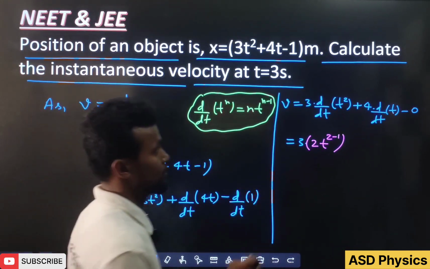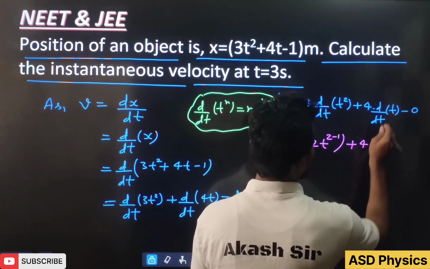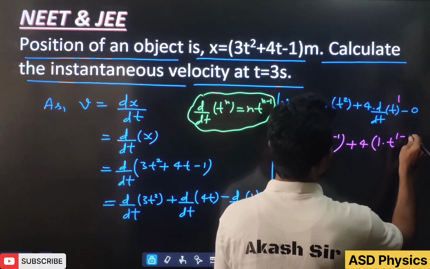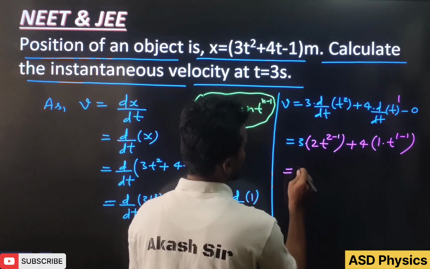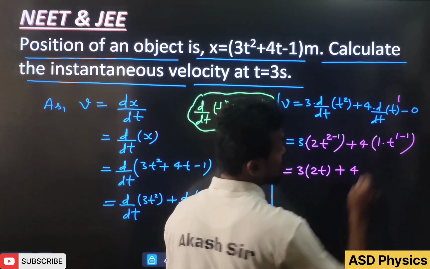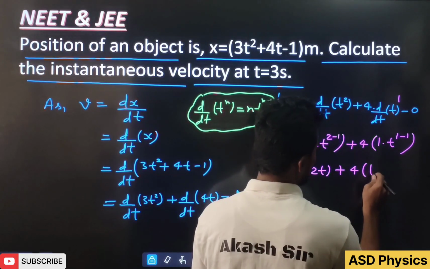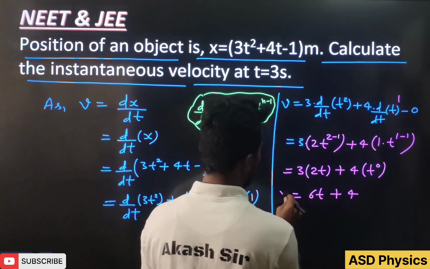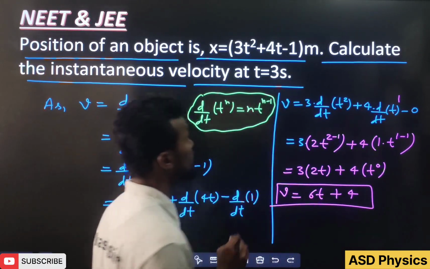Now, very basic. Plus 4 d by dt of t power 1, which we can write as 1 into t power 1 minus 1. So what will this become? 3 into 2t plus 4. T power 0 means 1. See here, t power 0. So we can write 6t plus 4. This is the velocity coming here. Kindly see very well how we have done it.